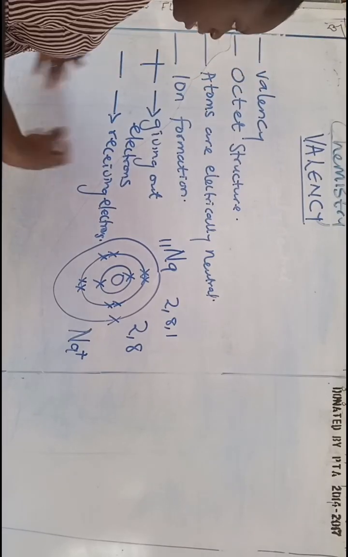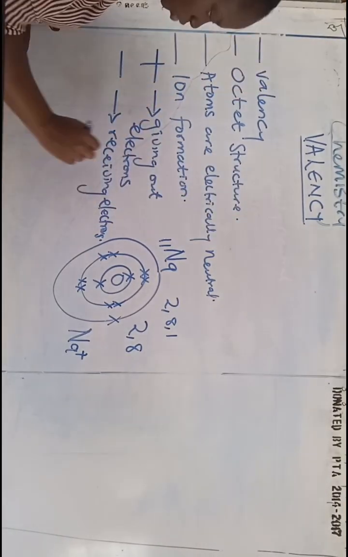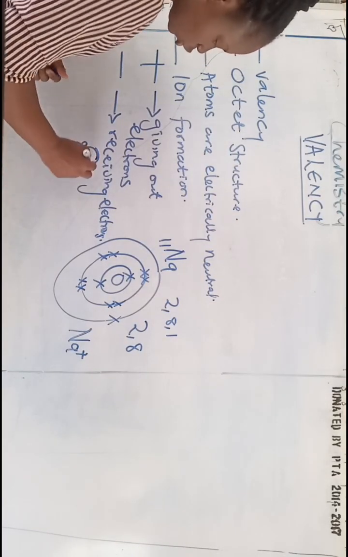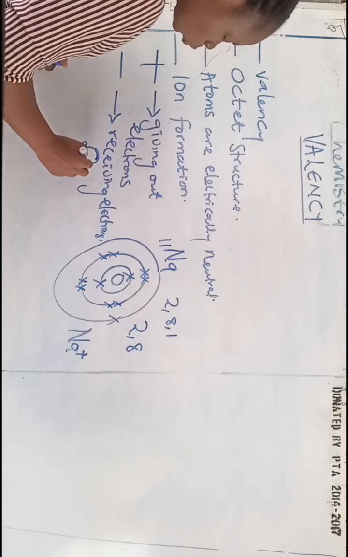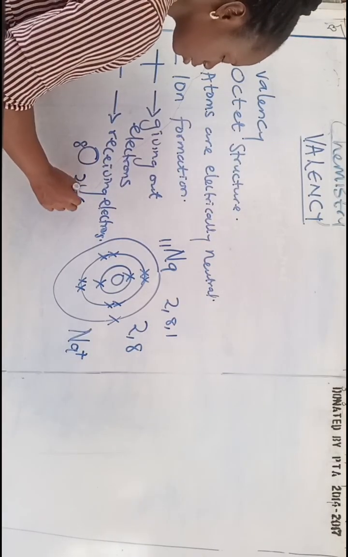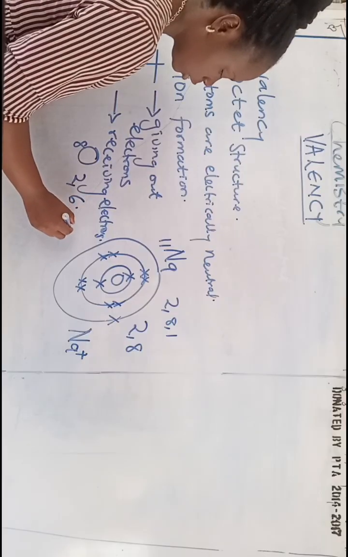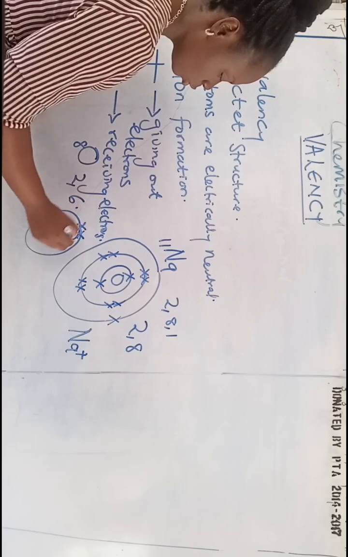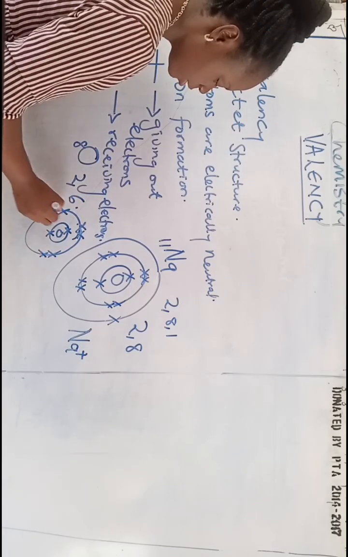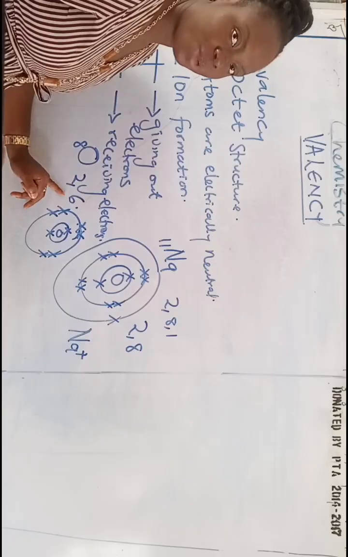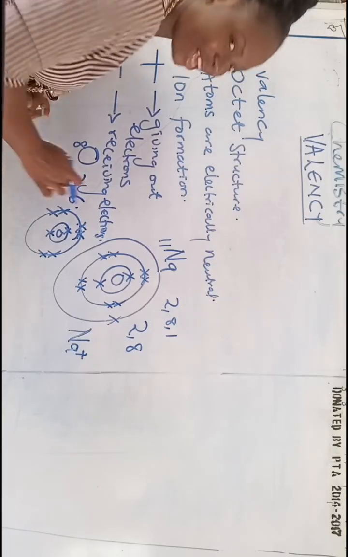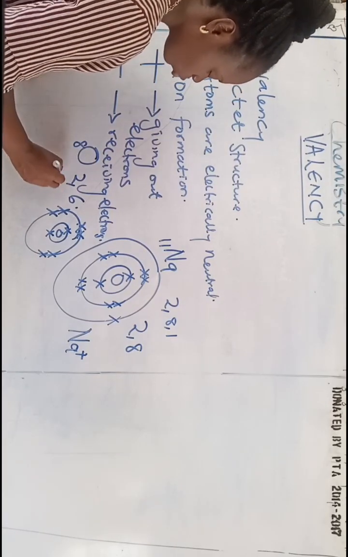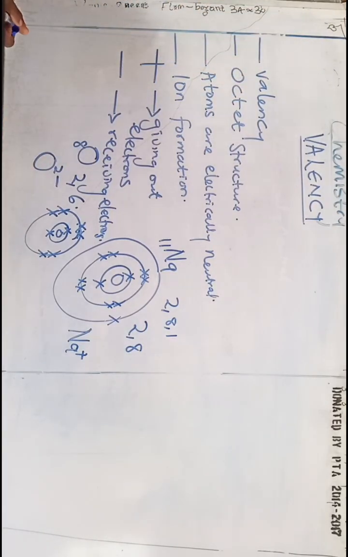Now let me show you another one that will be willing to receive. Another one that will be willing to receive is oxygen. Oxygen is what on the periodic table? Oxygen is 8. So I'm going to break it into shells. Oxygen is 2, 6. So if I draw, I have something like this: 1, 2, 3, 4, 5, 6. So how many electrons does oxygen need to complete the octet structure? Oxygen needs 2 electrons. So when oxygen receives 2 from another atom, oxygen will become what? 2 minus. So it's going to carry a negative charge.